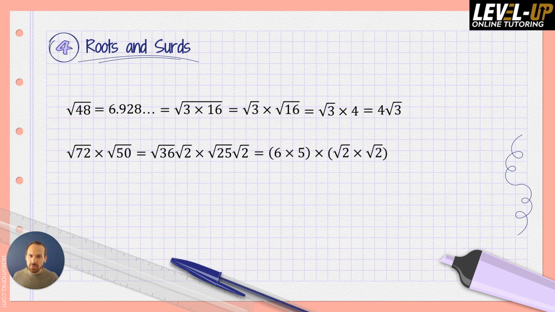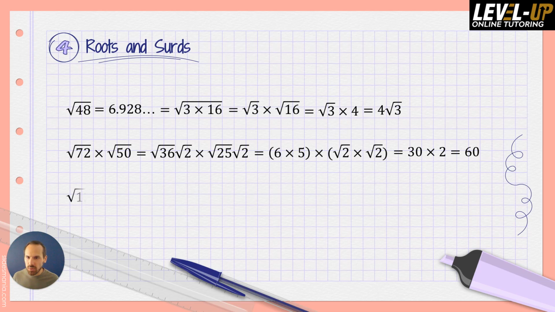The root 36 and root 25 make 6 and 5. So we multiply them together. And then we've got the two root 2's left over, which is handy because root 2 times root 2 is going to be root 2 squared. And if you're doing the square of a square root, it's going to cancel out. So it's just basically going to be 2. So we have 30 times 2, which is 60.